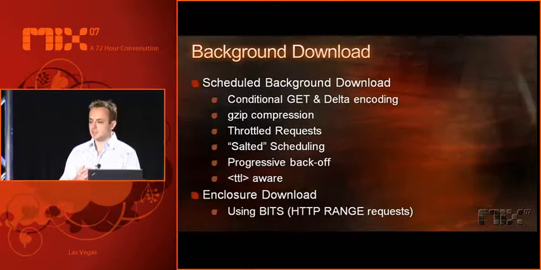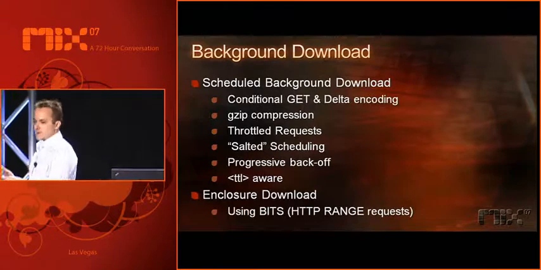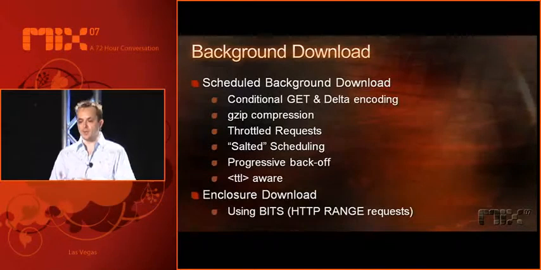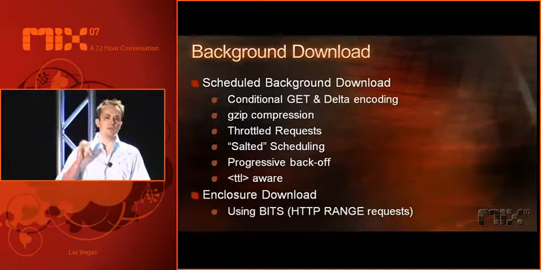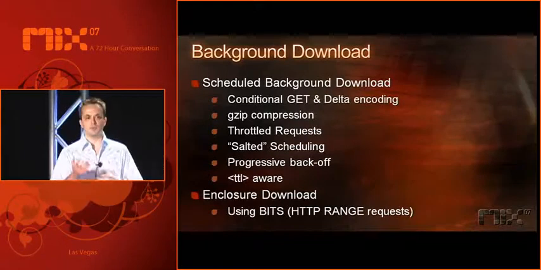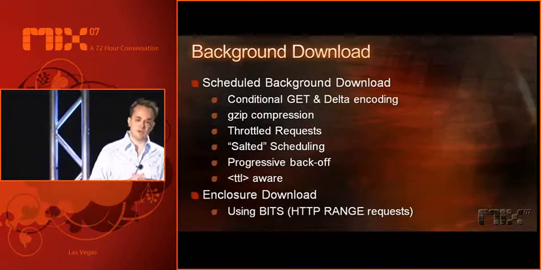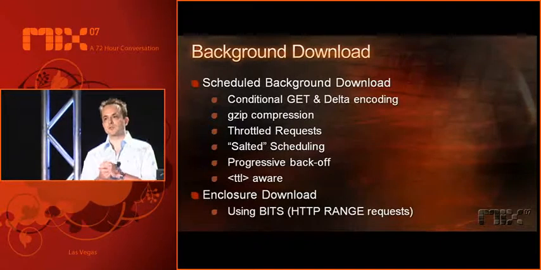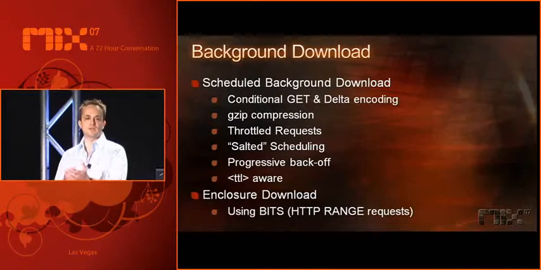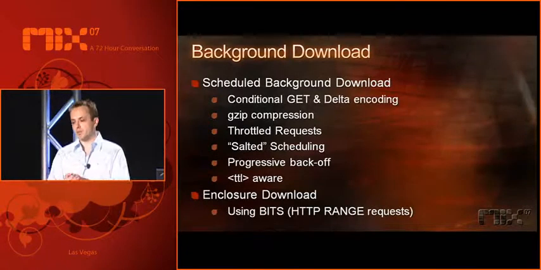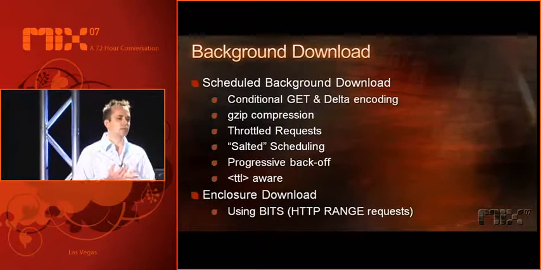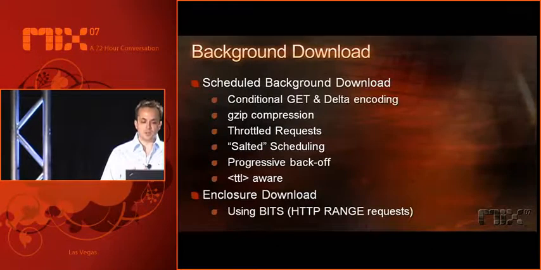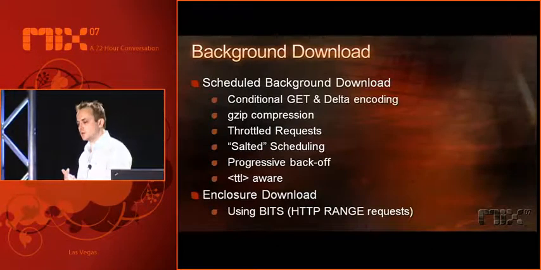There are a couple of techniques here that are best practices that we've implemented in the Windows RSS platform. Things like conditional GET and delta encoding, meaning we use the HTTP mechanism to tell us whether anything has been modified since, or the ETag. If it has and the server supports it, it can stream down only the items that are new and updated, reducing bandwidth, along with gzip compression that can make significant reductions in your bandwidth cost. We're also throttling requests and have a staggered scheduling.